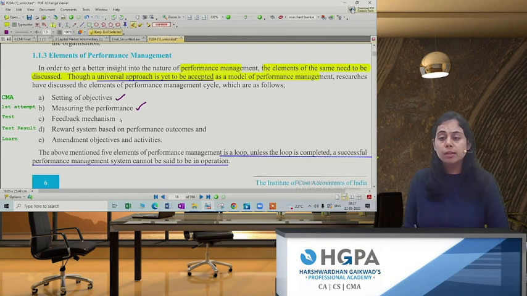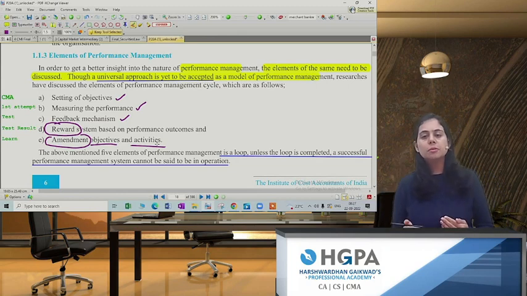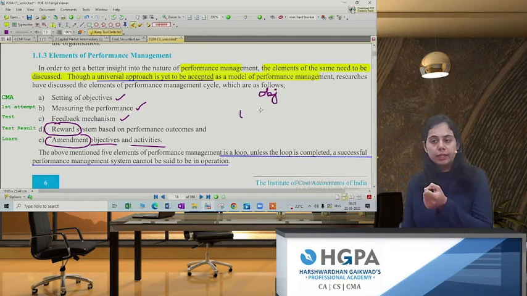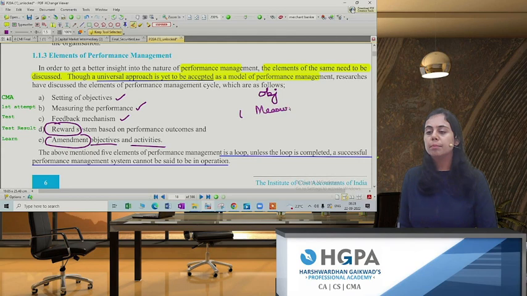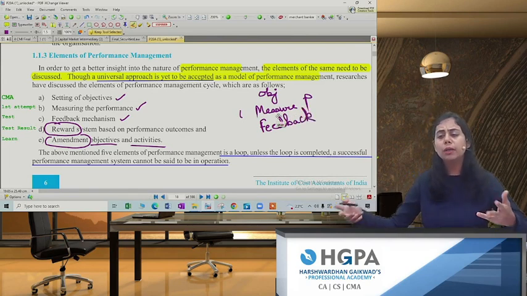Our teacher will give us appropriate feedback. If we have performed well, the teacher will give us a reward. If we have not done well, the teacher will do what? Amendment of the objectives and the action. So what are the basic elements of performance management? First, we set an objective. Once you set your objective, you start measuring your performance. After measuring, we try to gain appropriate feedback, whether our work is going properly or not.